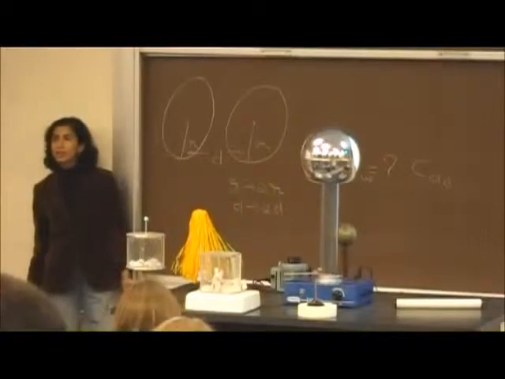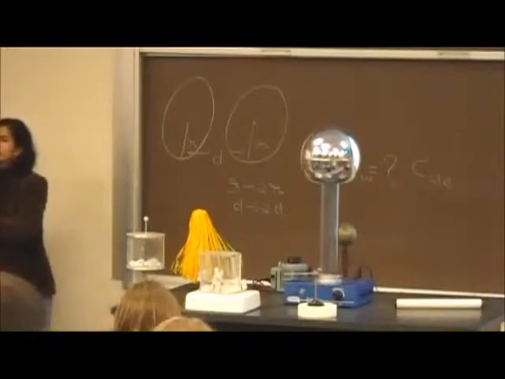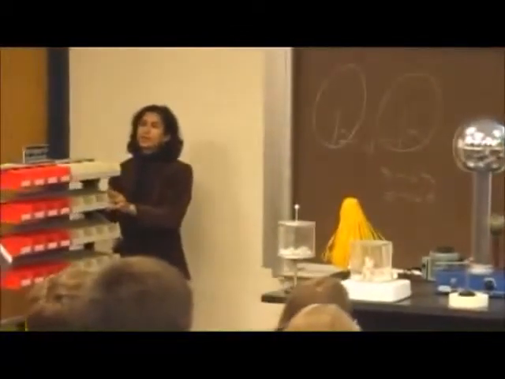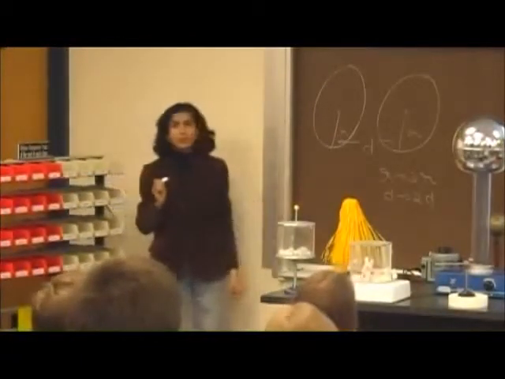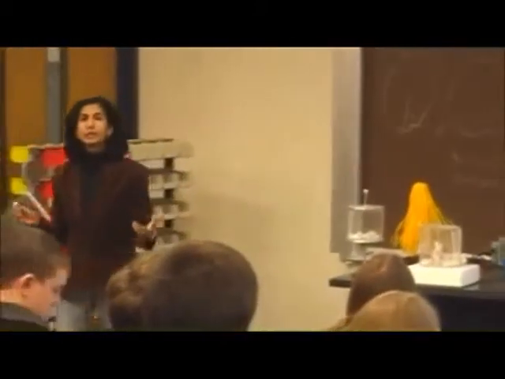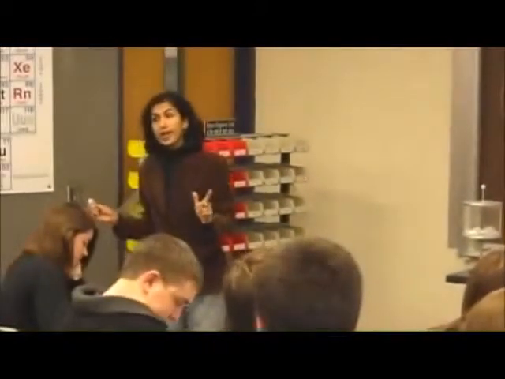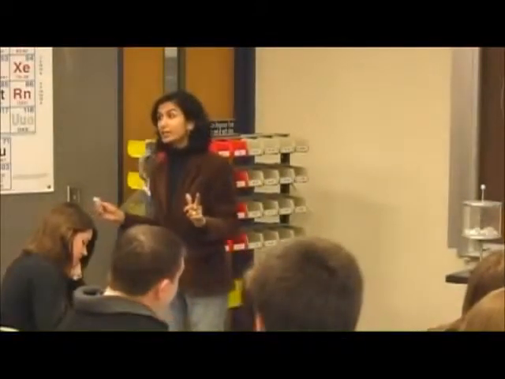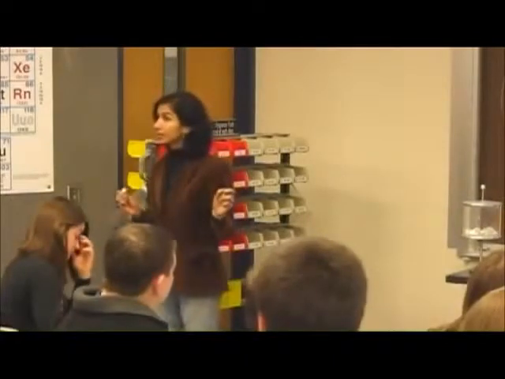Any thoughts on this? Everybody should be talking to a person next to them, talk about it for half a minute. So suppose the question was that the radius is doubled and the distance between the plates is doubled. Not the area. This time it's not saying the area is doubled, it's saying the radius is doubled.